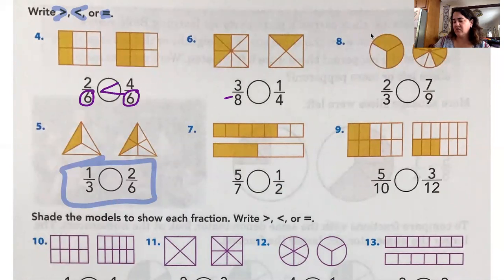Looking here, I have 1/3 and 2/6. Which one is greater? Tina. They're equal to, aren't they? Very good job. Okay, then we have 5/7 and 1/2. Just half, right? Which one is greater? Bradley. 5/7 is greater. Very good.